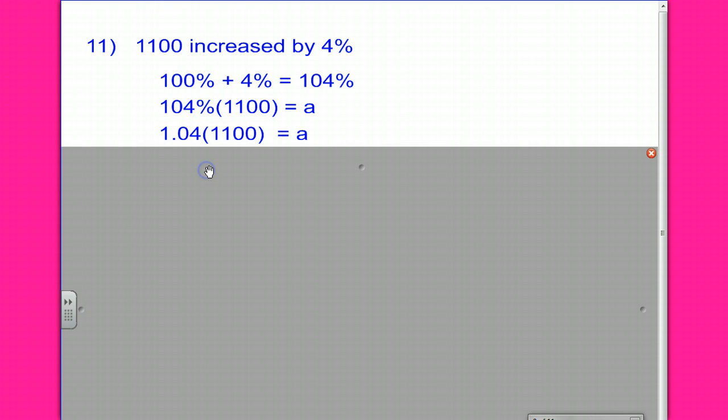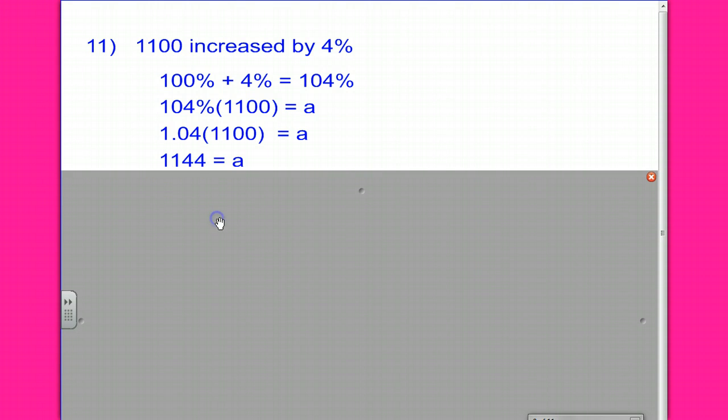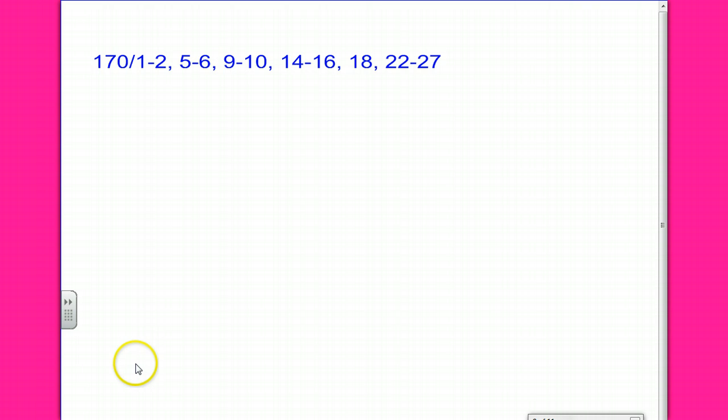1.04 times 1,100. This is adding the 4% right with the 100%, and your answer would be, anyone? Anyone have it? Lauren? 1,144. 1,144. Very good. Okay, questions? I think you have enough to work with, so there you go.